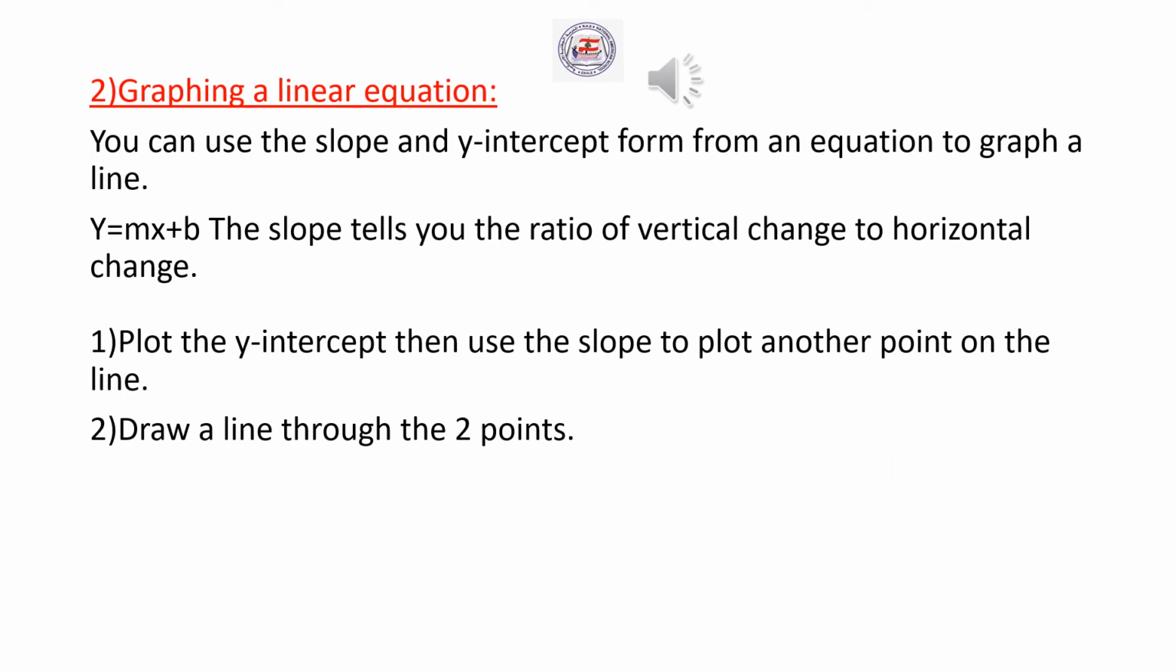Graphing a linear equation. You can use the slope and y-intercept form from an equation to graph a line. y equals mx plus b. The slope tells you the ratio of vertical change to horizontal change. Step 1. Plot the y-intercept, then use the slope to plot another point on the line. Draw a line through the 2 points.